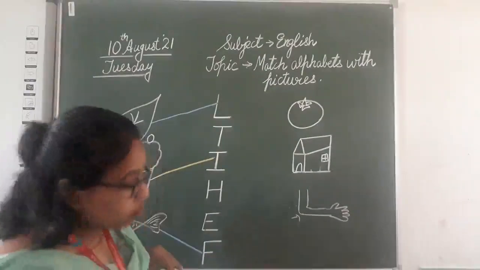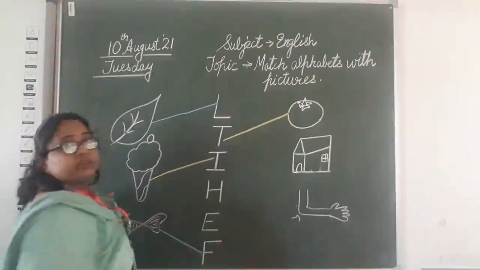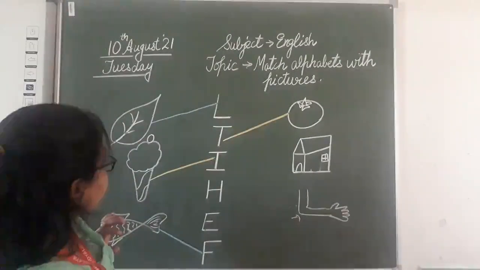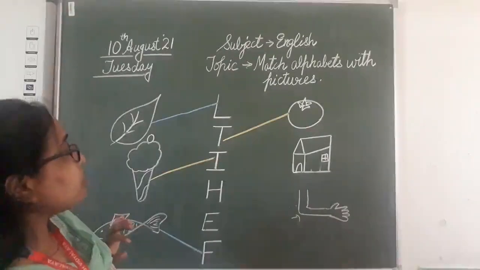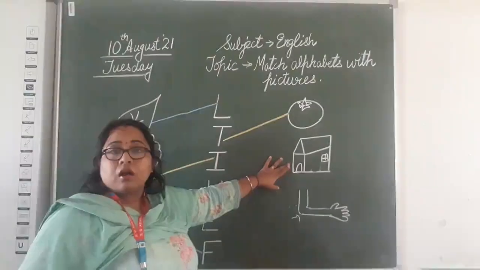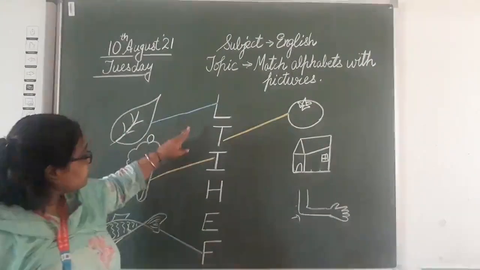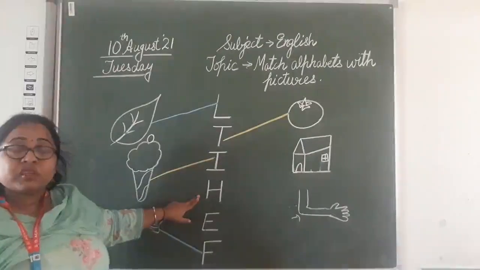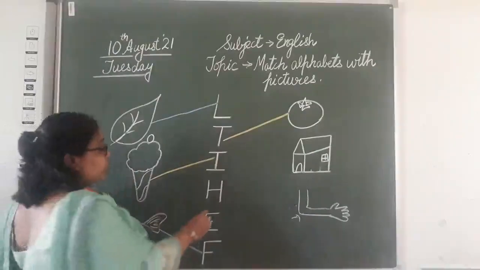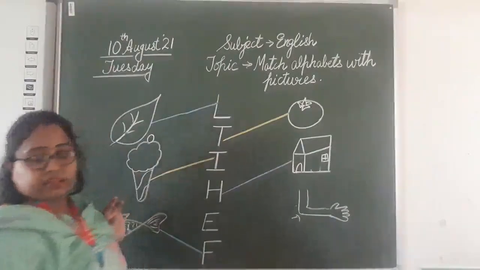We are going to match it with tomato like this. Clear? Now next we have hut. So what is the sound coming out? Hut. So which alphabet? H. H says hut. So you will match H and hut together like this.